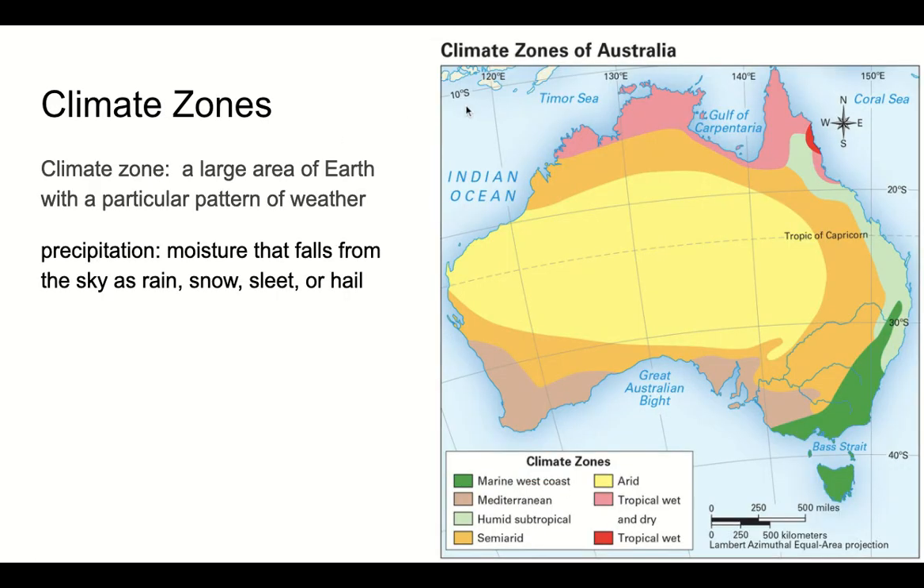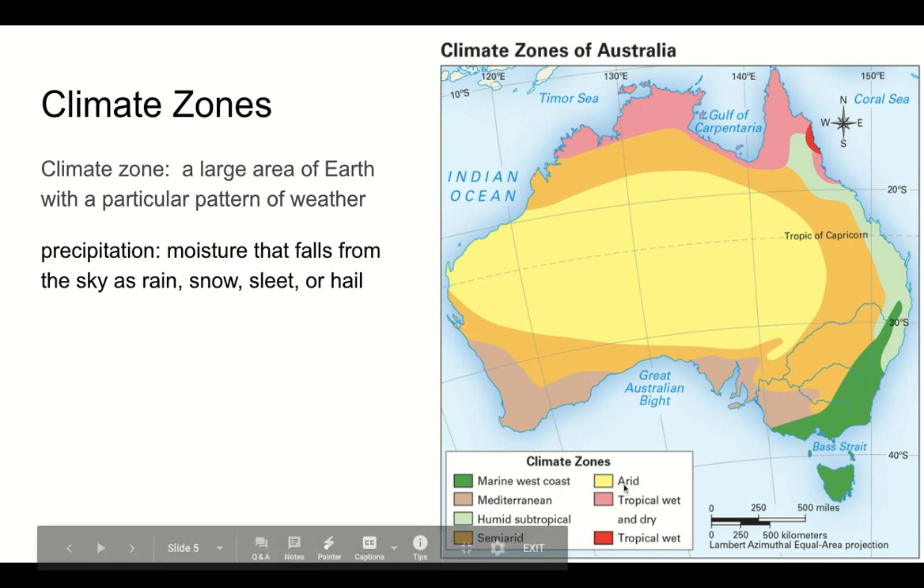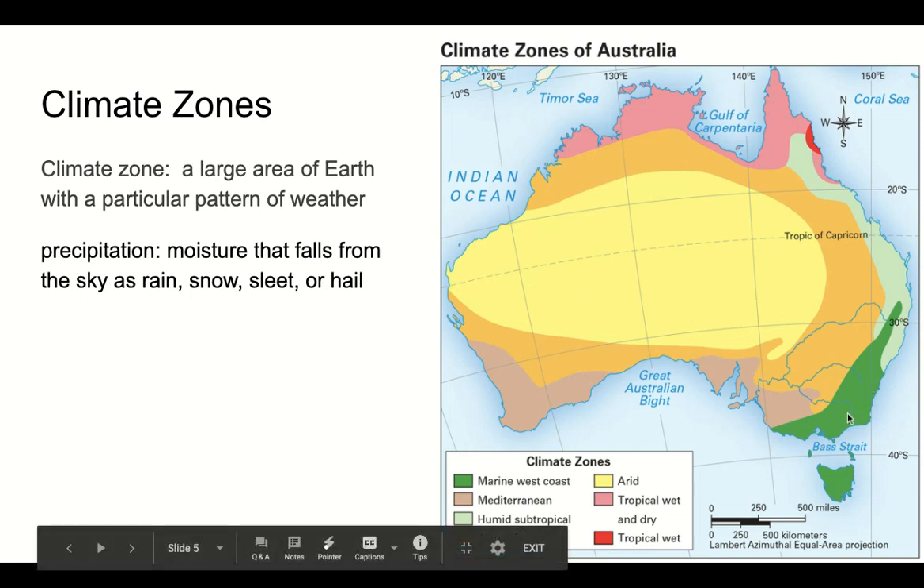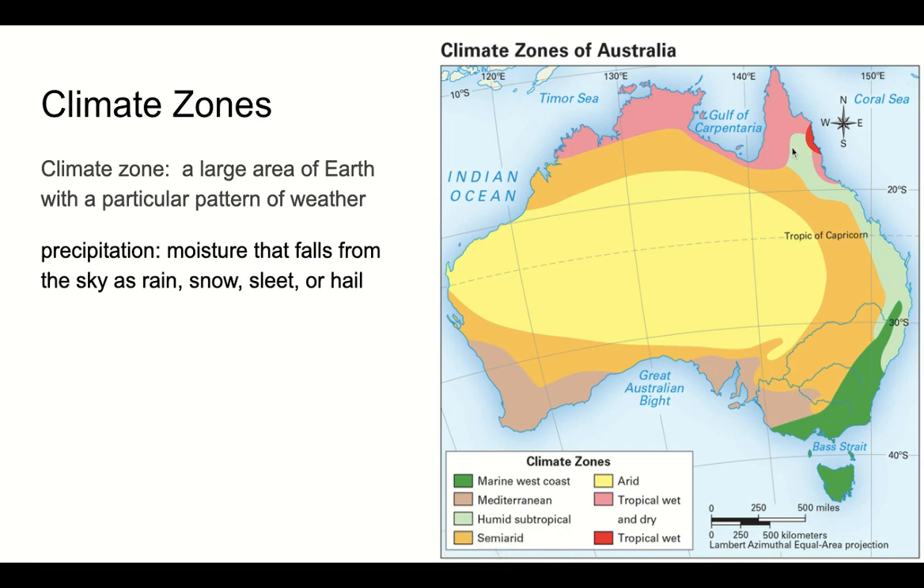The next one is called climate zones. A climate zone is basically a large area of the earth with a particular pattern of weather, and it gives you an idea if it rains or not. For example, here, arid tends to be a very dry region. If you see here, in the middle part of Australia, it tends to be arid. But if you go down over here, marine west coast and humid subtropical, you tend to have a lot of rain in these areas. Tropical wet, you also tend to have a lot of rain.